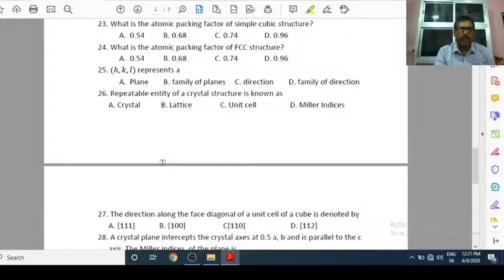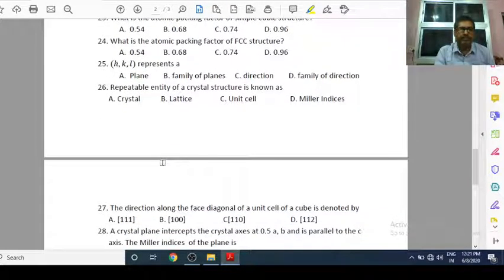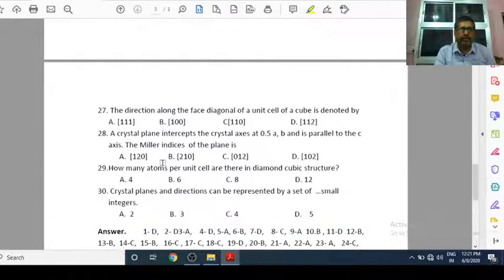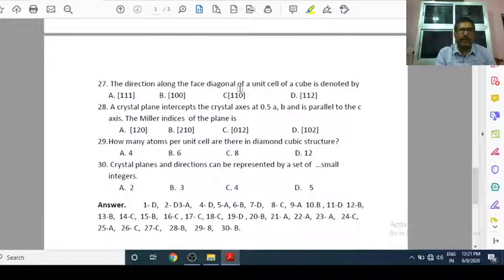Now 26. The repeatable entity of a crystal structure is. A similar question was the first one, that is unit cell. 27. The direction along the face diagonal of a unit cell. There are four options.